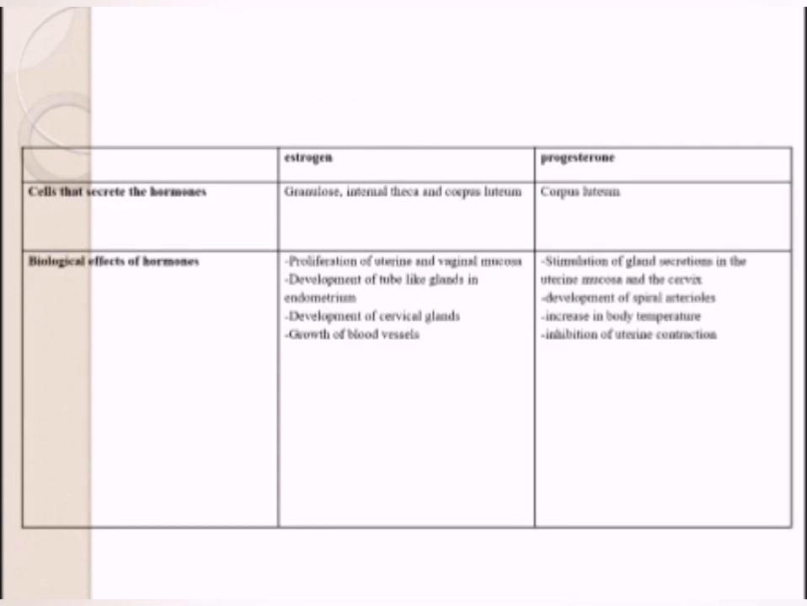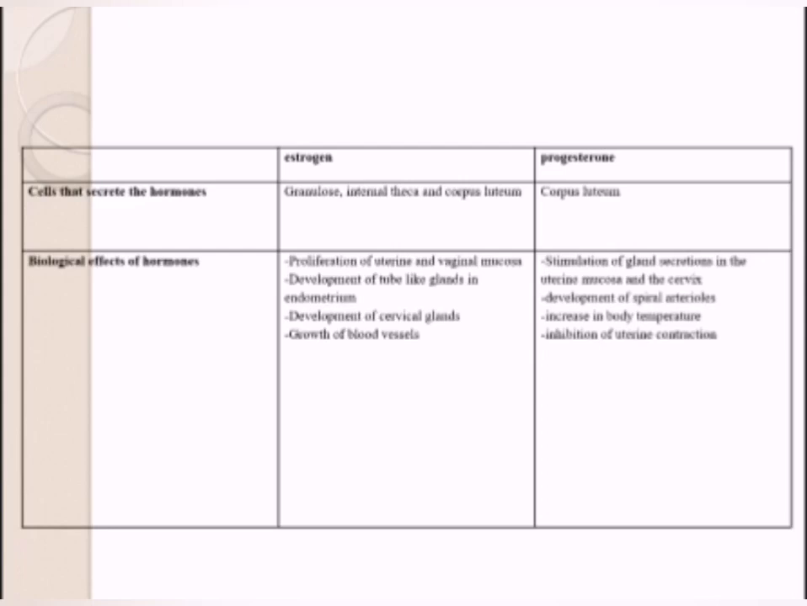Now, a table that compares estrogen and progesterone concerning the cells that secrete these hormones and the biological effects of these hormones. This table is very, very important. So, the cells that secrete estrogen are the granulosa cells or the follicular cells, internal theca. Those cells are present in the follicular or pre-ovulatory phase, and also the corpus luteum that's present in the post-ovulatory phase or in the luteal phase can also secrete estrogen, whereas progesterone is only secreted by the corpus luteum.